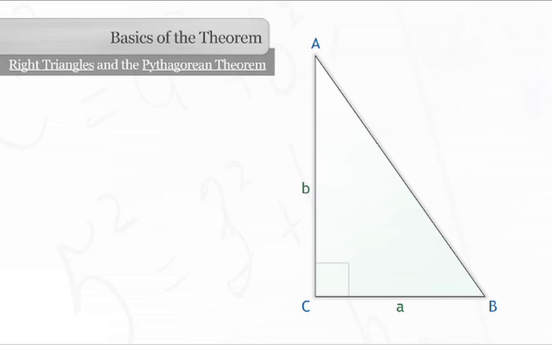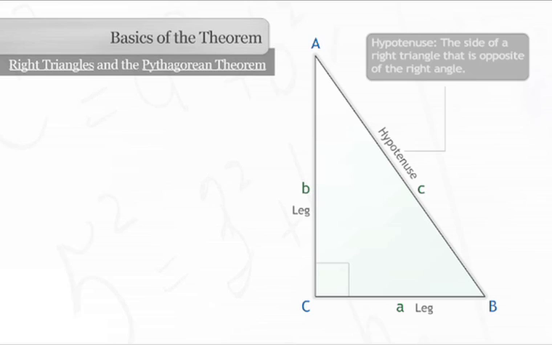Sides A and B, the shorter sides of the triangle, are called legs. Side C is opposite vertex C, the right angle. Side C is the longest side of the triangle and is called the hypotenuse.